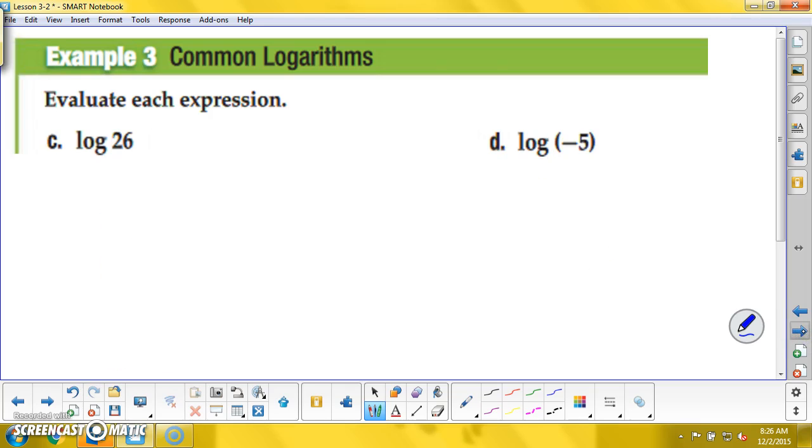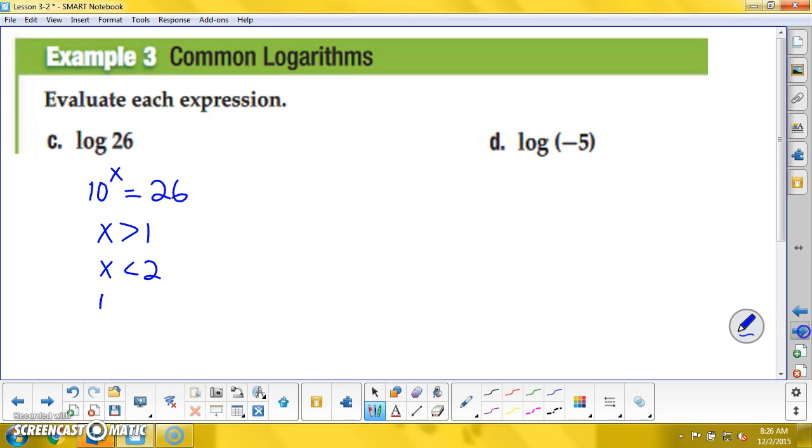Another common log. Here we have the common log of 26. So the base is 10, even though I don't see it, so 10 to the x has to equal 26. Now on this, we're not going to get a nice whole number kind of answer. Obviously, it's going to be bigger than 1, because 10 to the first equals 10. And it's going to be less than 2 because 10 to the second is 100. The answer should be closer to 1 than it is to 2. So we'd have to use our calculator for this.